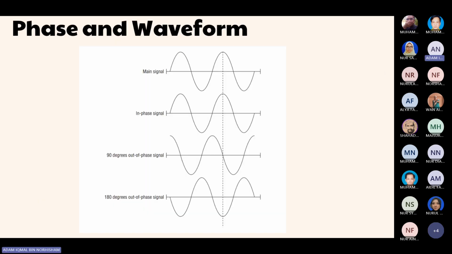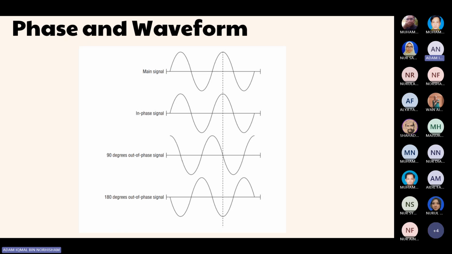So for the next slide ni ditunjuk ada empat jenis phase and waveform. So for the first one is main signal. So main signal ni signal kita nak refer dalam satu sistem atau saluran komunikasi. So second one is in phase signal. In phase signal ni signal yang selaras dengan main signal atau reference signal in terms of phase.